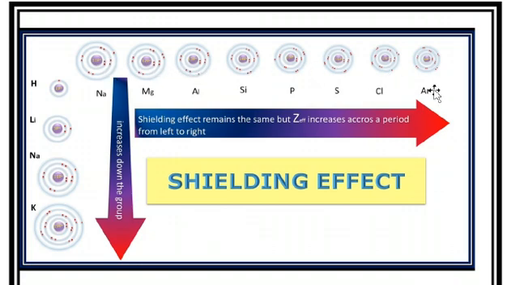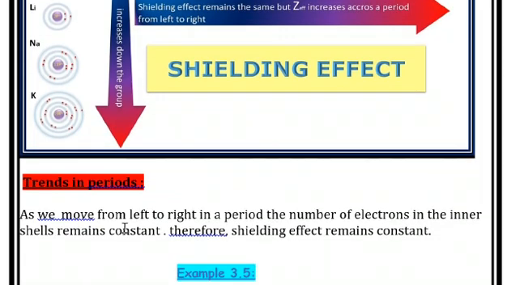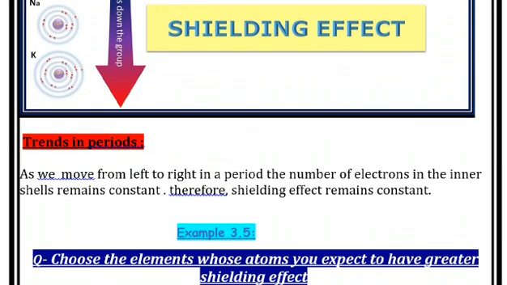So there is no increase in the inner shells, so there is no change in the shielding effect, because shielding effect is affected by an increase in the number of inner shells between the outermost shell and the nucleus. So shielding effect remains constant along the period. As we move from left to right in the period, the number of electrons in the inner shells remains constant, therefore shielding effect remains constant.